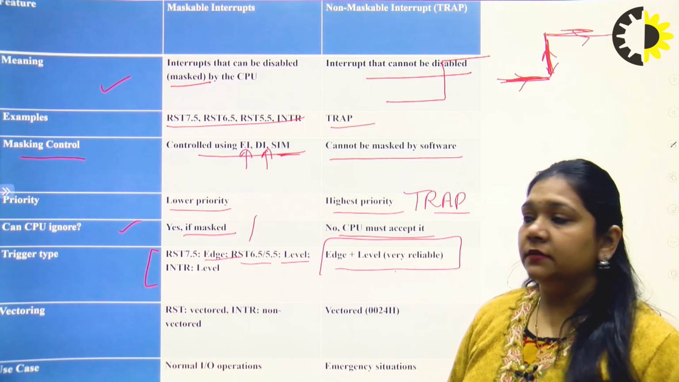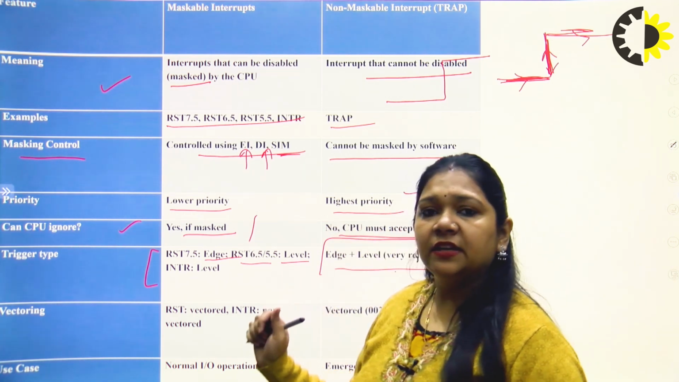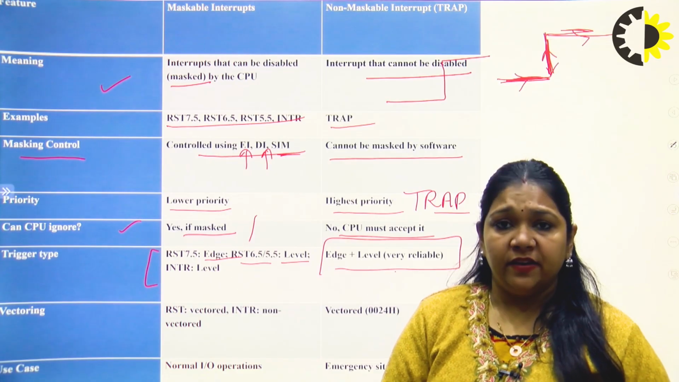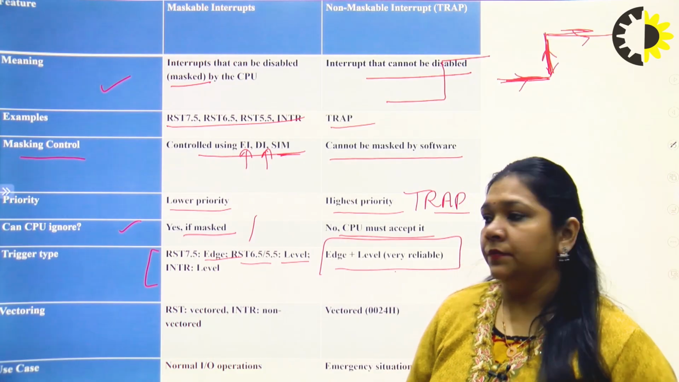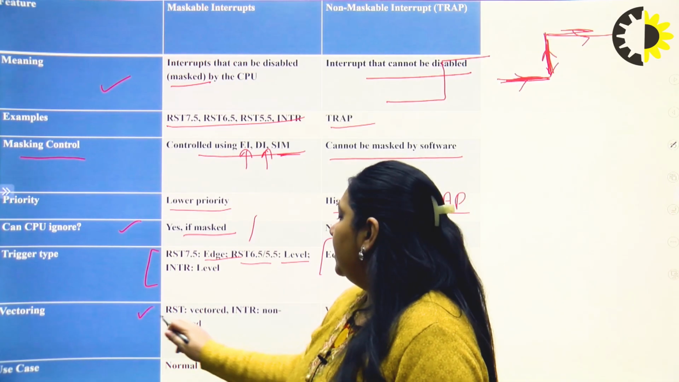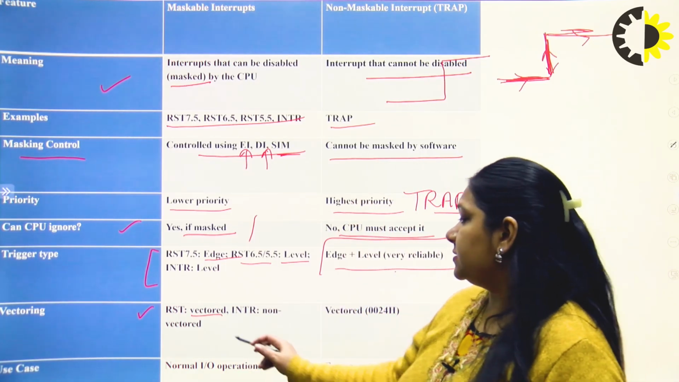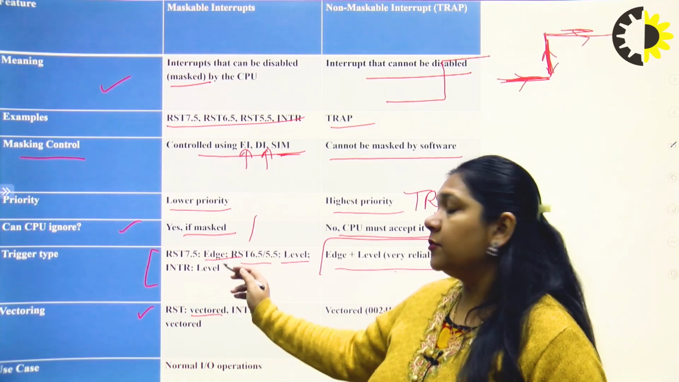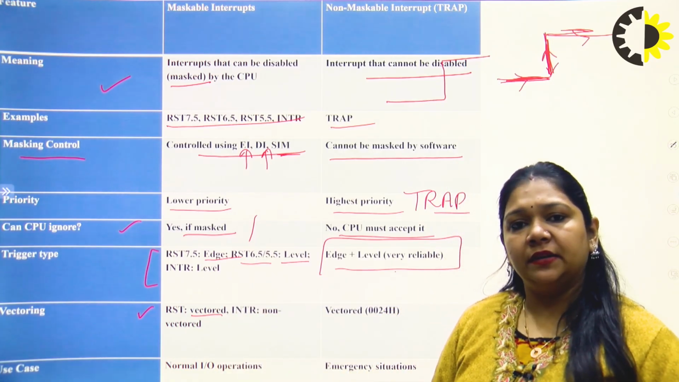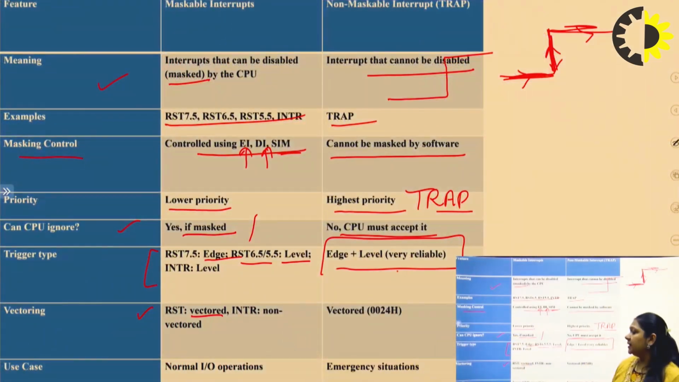You cannot mask this interrupt. That is why, whether it is level or edge triggered, it will go. Vectored interrupts are those that have a specific address, a vectored address. RST 7.5, 6.5, 5.5 are vectored interrupts, and INTR is a non-vectored interrupt. And the trap is also a vectored interrupt, having the address 0024H.